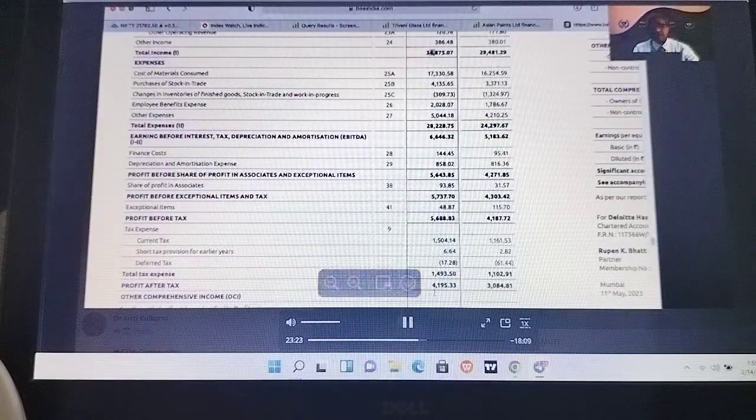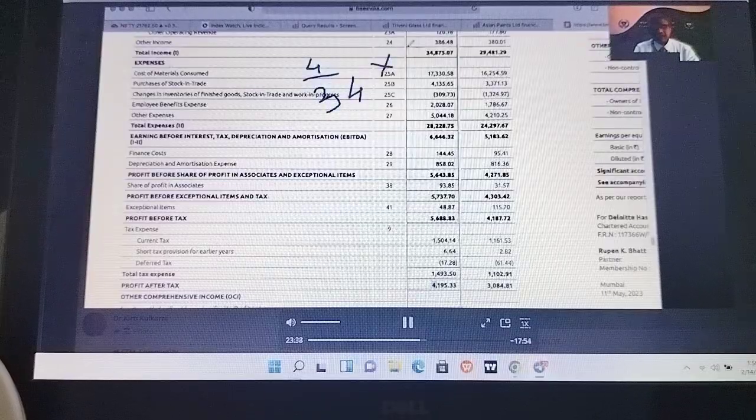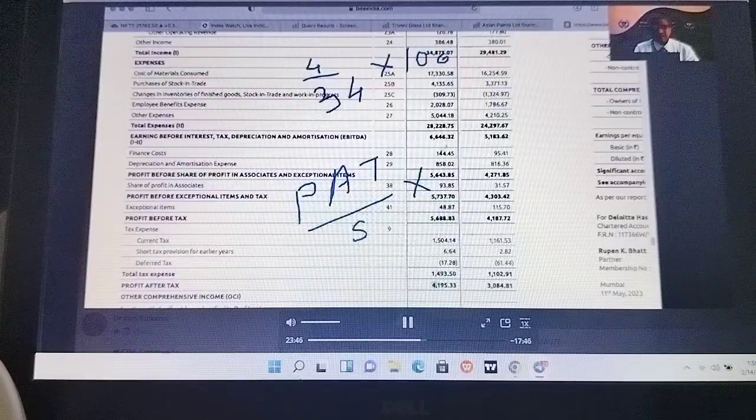Ultimately, what the owners are left with is 4 rupees. Now find out the net profit margin. I am taking a rough number for calculation: 4 rupees remain out of 34. Multiply by 100. How much is the net profit margin? Net profit margin is profit after tax divided by sales, multiplied by 100.